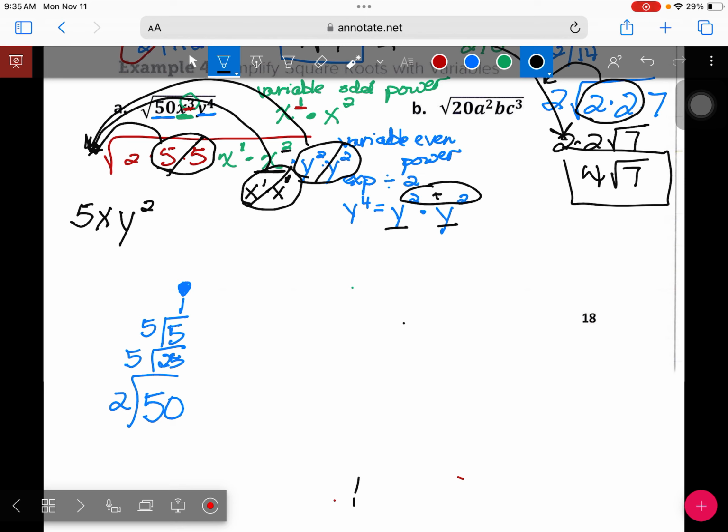And what do I have left? Under the square root, I have a 2 and I have an x to the first power. So your final answer is 5x y squared times the square root of 2x.